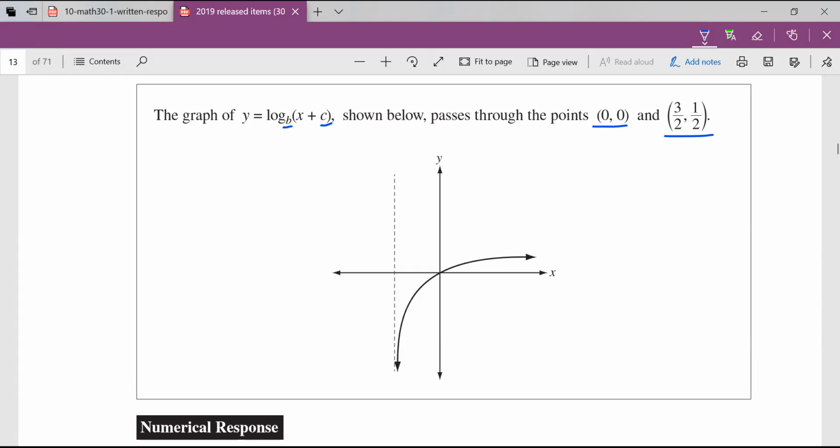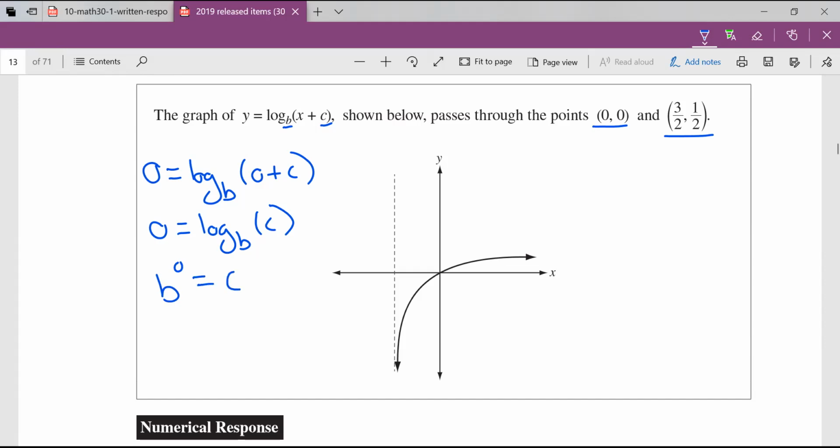So what I'm going to do first is find that base. Okay, how do I find that base? Well, let's just start solving. Let's just sub in. Doesn't matter which point you sub in first. We'll sub in (0, 0) and see what happens. I get 0 equals log base b of (0 plus c), so log base b of c. Well, converted to an exponential, that's b to the 0 is c. Well, that means c is 1. Oh, that's good news, because now we've got 1 less unknown.